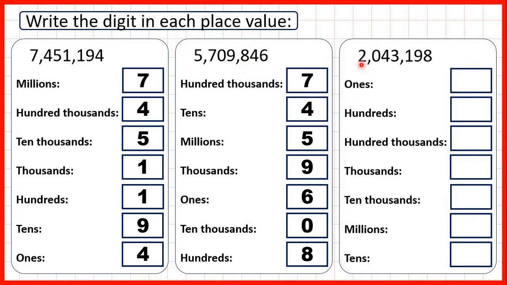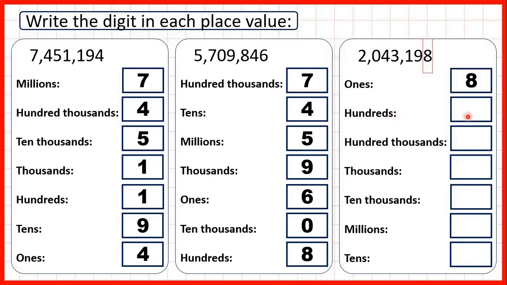Now we have 2,043,198. First, we need to find our ones digit. With whole numbers, that's always the digit on the end, so we have an 8. But it's important to understand the ones digit is only the digit on the end if we have a whole number. Remember, if we have a decimal number, we need to count place values from the decimal point, not from the end. But with whole numbers, we can count from the end.